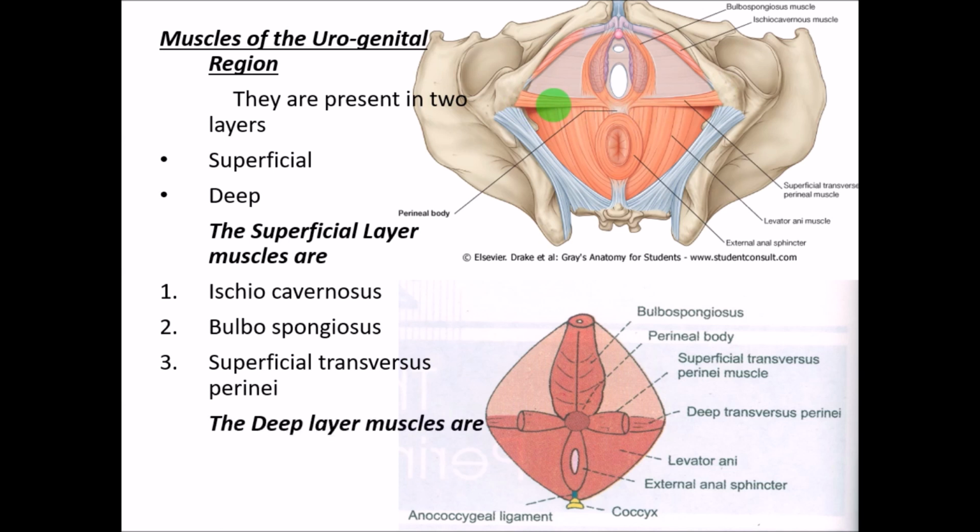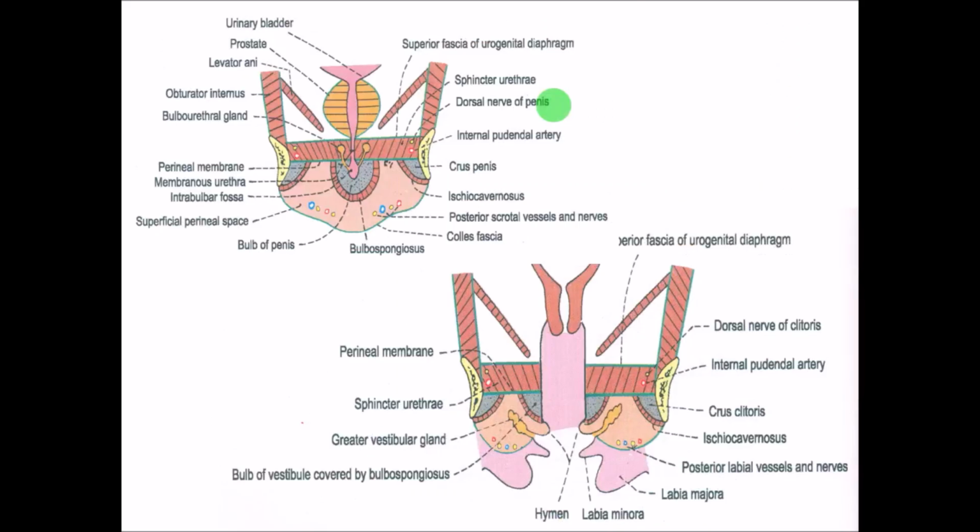In the deep perineal pouch, there are deep layers of the muscles. Which are those? One is the sphincter urethrae, which we already saw, as well as the deep transverse perineus. These are the two muscles of the urogenital diaphragm or the deep perineal space. So these are all the muscles of the urogenital region. Here again you can see the difference between the superficial perineal pouch and deep perineal pouch in the male and the female.